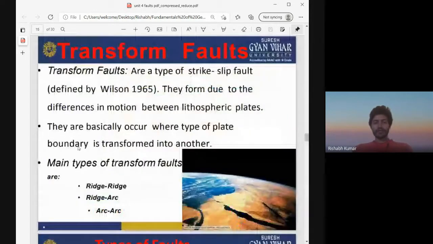Then comes your transform faults. So transform faults are a type of strike slip fault. They form due to the difference in motion between lithospheric plates, right? So they basically occur where one type of plate boundary is transformed into another. So the main types of transform faults are ridge-ridge fault, ridge-arc and arc-arc fault.